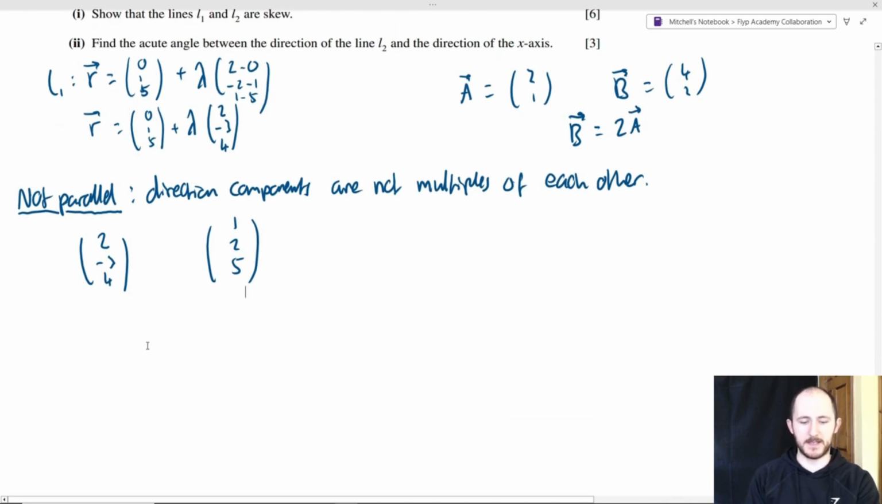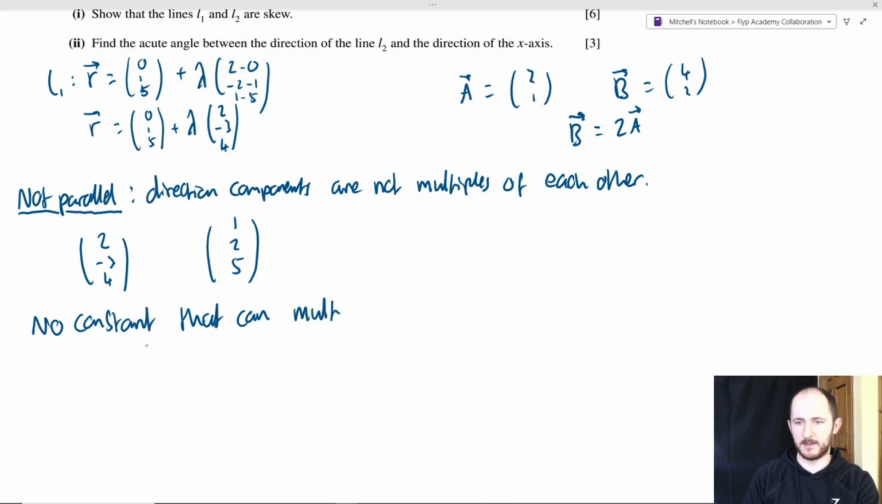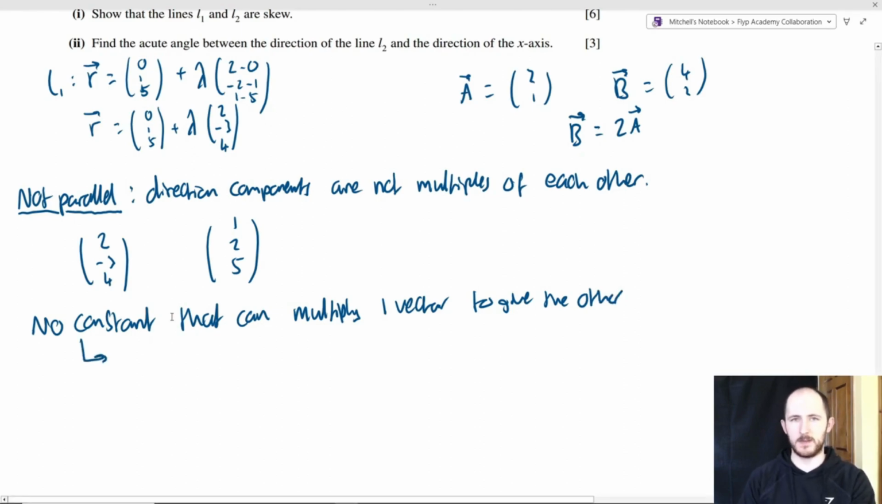So the way I'd write this is no constant that can multiply one vector to give the other. And that's all you'd need to write in the exam, but I'm going to say why, right? Because you probably wondered how I saw this so quickly.